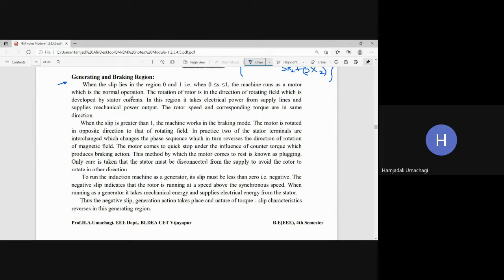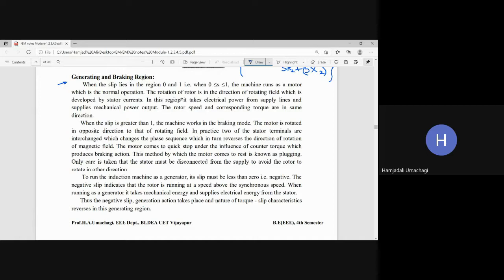So here, the direction of the induction motor rotor will be the same as that of the rotating magnetic field, because the rotating magnetic field is obtained from the stator windings. Because of that, the rotation of the rotor as well as the rotating magnetic field will both be in the same direction.